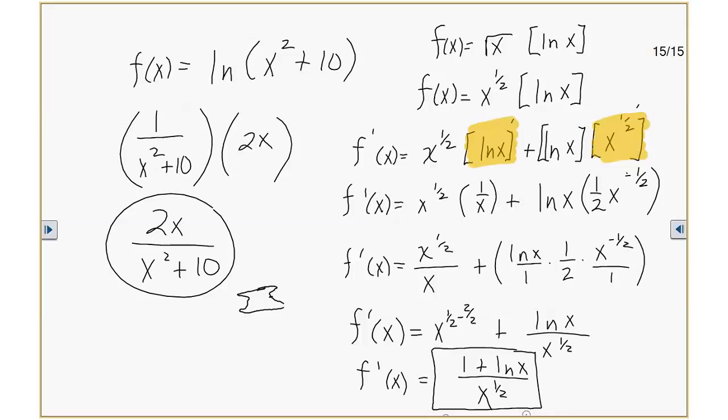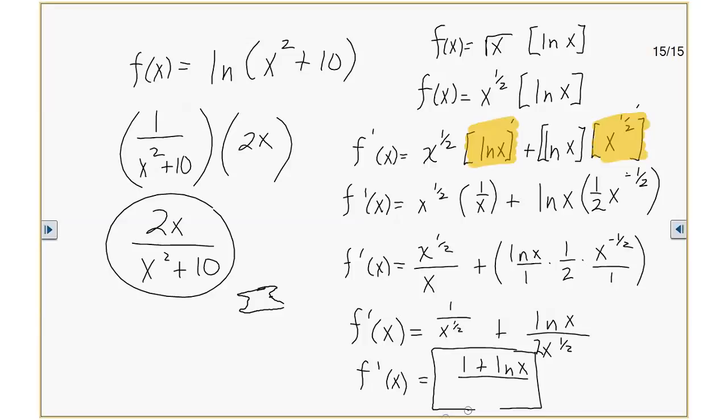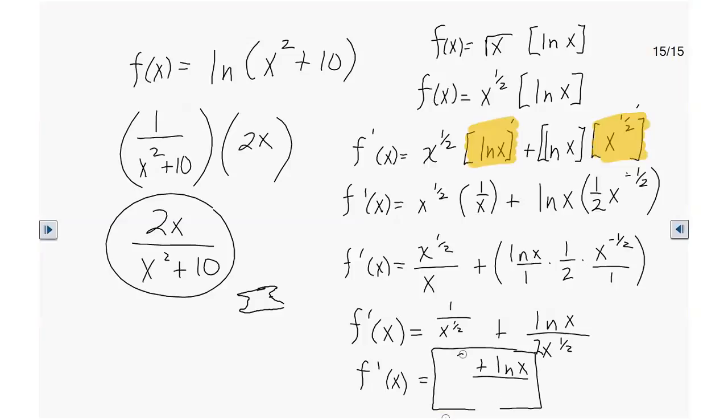I knew it was too perfect. Thank you. That's a 2 right there, so that screws it up. But let's see, this comes out to be 1 over x to the 1/2, right? So I still could make it work by putting 2 over 2. So I can make this a 2 over 2x to the 1/2.